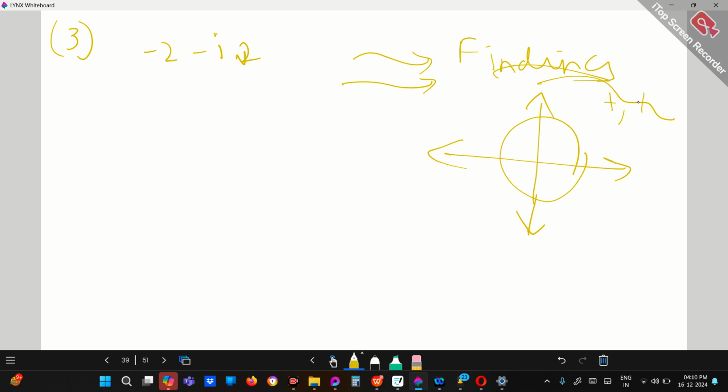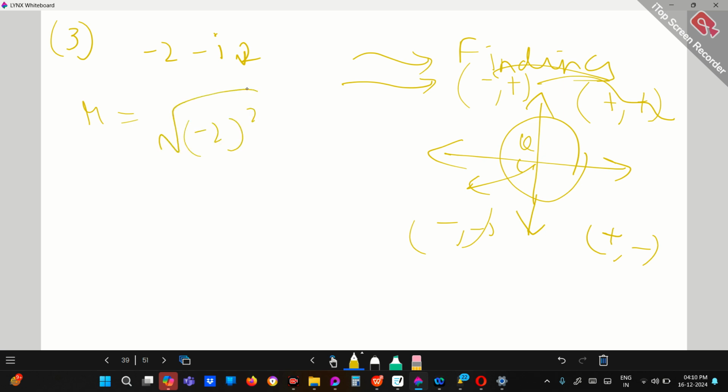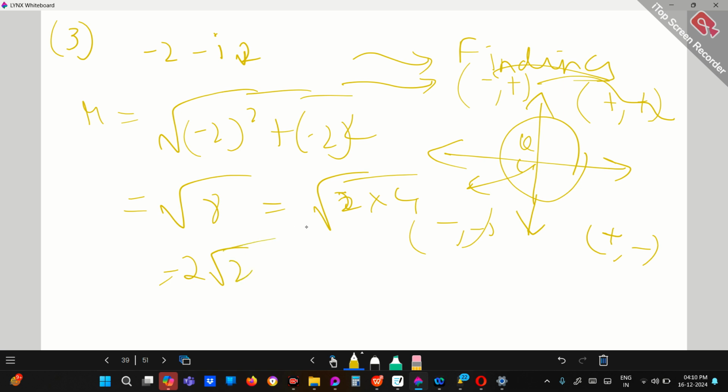Okay. Plus comma plus, minus comma plus, minus comma minus, plus comma minus. r is equal to square root of minus 2 the whole square plus minus 2 the whole square. It's nothing but 4 plus 4 is equal to 8, which is nothing but 4 into 2, so the square root is 2 root 2. Okay. Tan theta is equal to modulus of 2 by 2.